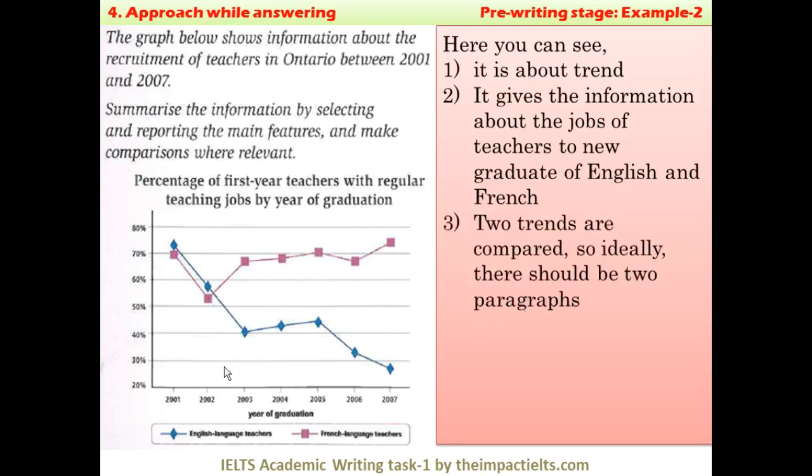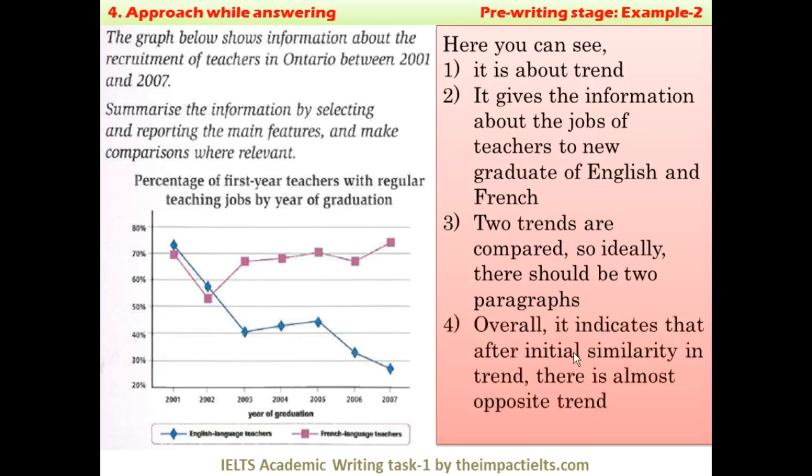And because two trends are there, of course there should be two paragraphs here describing both trends, or keep comparing 50% in the first paragraph and 50% in the second. We will talk about that in detail. And it indicates that after an initial similarity, which you can see at the very first look, the trend then has an opposite direction.